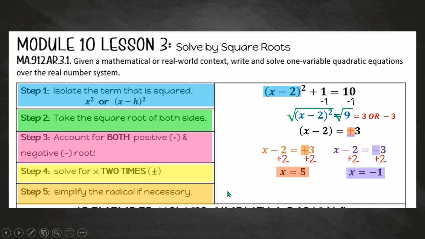Now, there will be times where we would have to simplify the radical. If we had a non-perfect square here, we would have to simplify the radical in order to arrive at our final answer. So we'll see more examples of that on the next page.